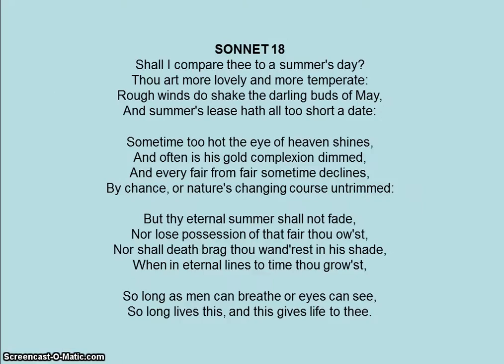So here's the sonnet that we looked at a couple weeks ago, Sonnet 18, Shall I Compare Thee to a Summer's Day. So the first thing that we're going to look at is the sonnet form, so how a sonnet is formed, basically. And a sonnet has 3 quatrains and a couplet. So here's quatrain 1, and a quatrain is 4 lines. Here's quatrain 2, quatrain 3, and then at the end we have a couplet.